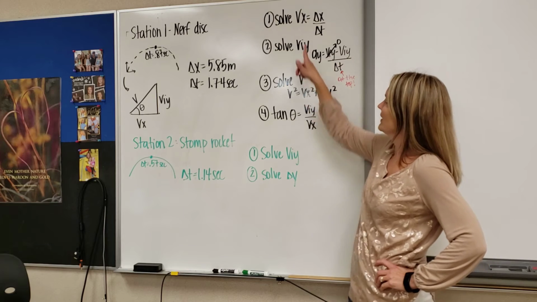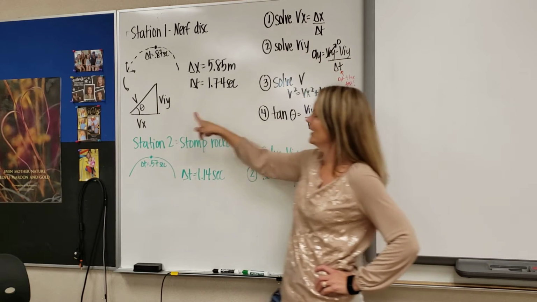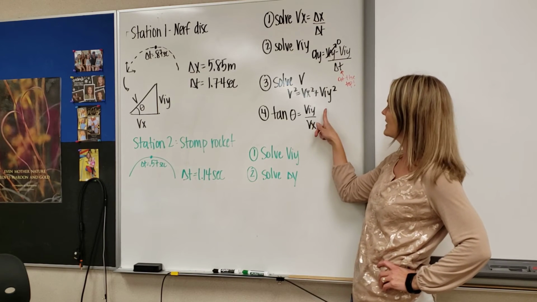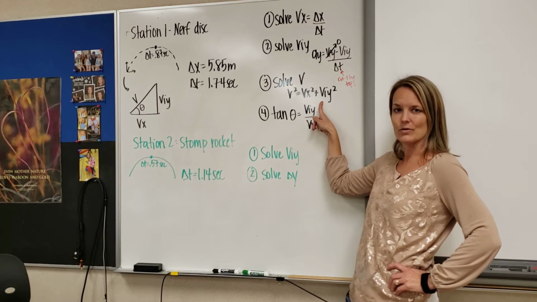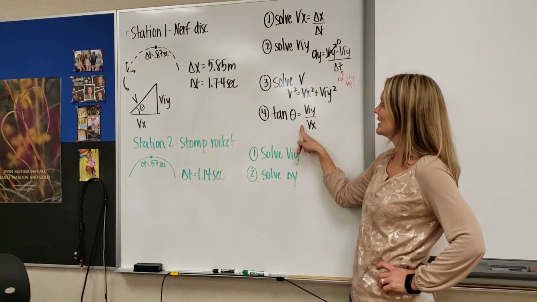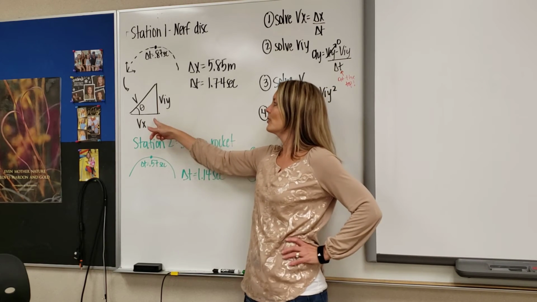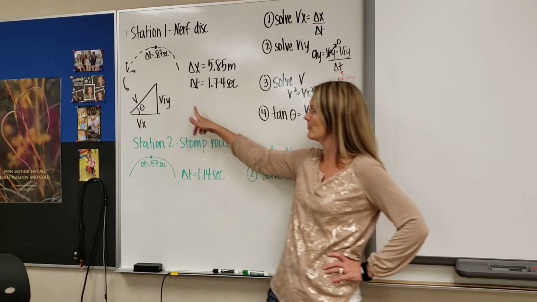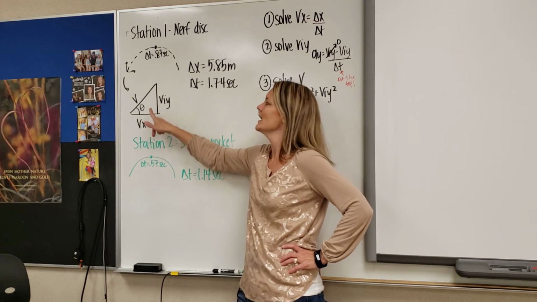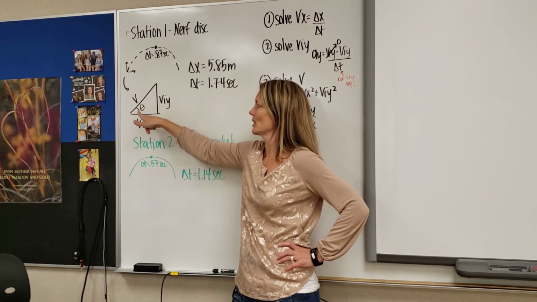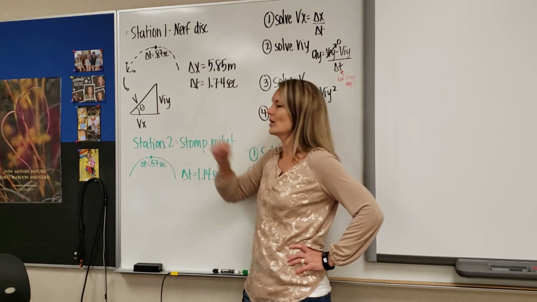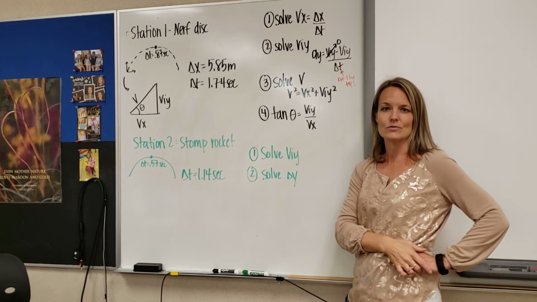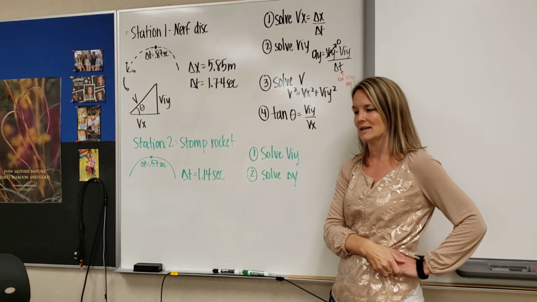Once you have VX and VIY, you can use the Pythagorean theorem to solve for the actual velocity, which is this right here. It's also on your equation sheet. And finally, to find the angle, you could use sine, cosine, or tangent. I always use tangent just because you have VIY over VX first. So tangent of the angle we're looking for is always opposite over adjacent. So in order to do this, you would divide those two. You do have to use your second function in order to get the inverse tangent.